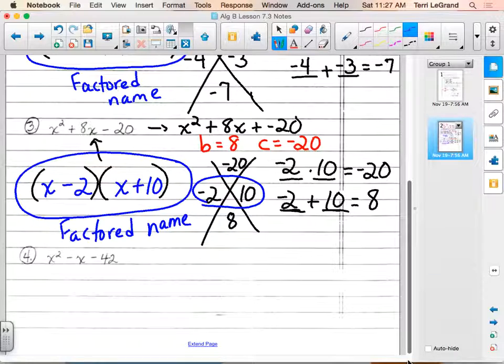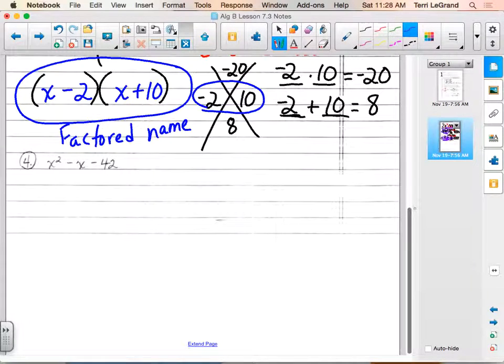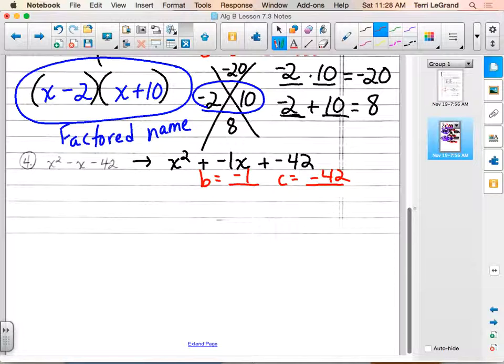Okay, we got one last one to practice. Number 4, x squared minus x minus 42. Well, got a couple of subtractions this time. We better get that taken care of first. X squared plus negative, I'm going to put a 1 in there, plus negative 42. Next, we're going to identify our b and our c. So our b is negative 1, our c is negative 42.